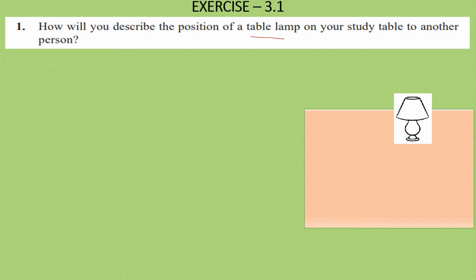Now we have already discussed that in a plane, if we want to describe the position of any point or any object, we need two sets of information, or we need two perpendicular lines. So here suppose this is the position of the table lamp. So we will find out the distance of this table lamp from the bottom edge of the table, and we will find out the distance of this table lamp from the left or right edge of the table. Now you can see these two lines are perpendicular lines. Suppose this distance is 15 centimeter and this distance is 11 centimeter.